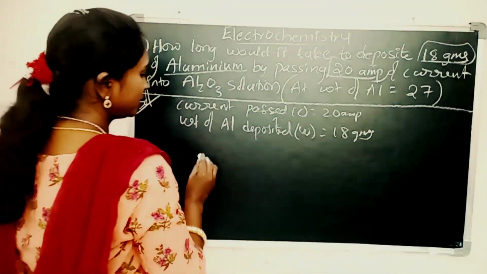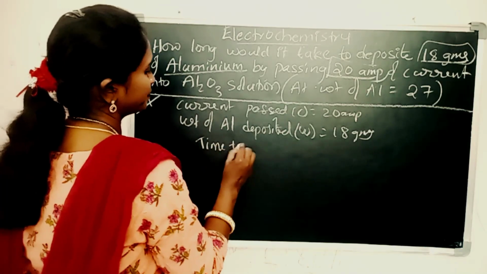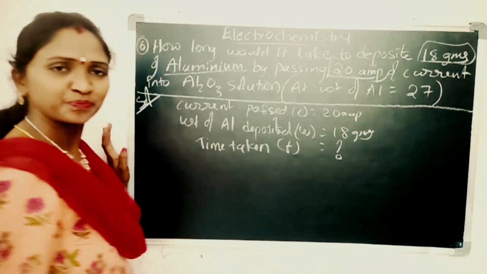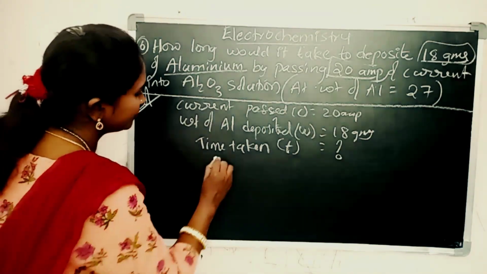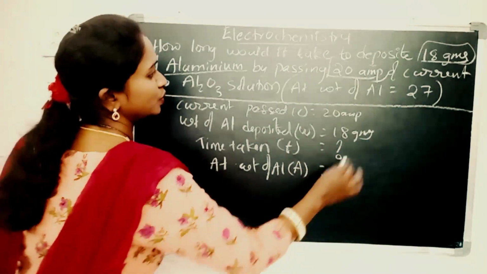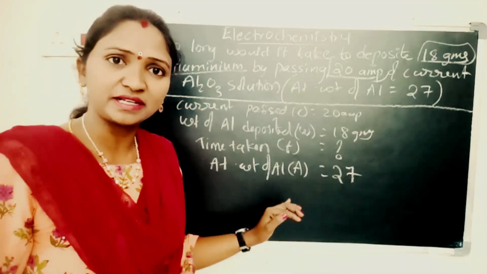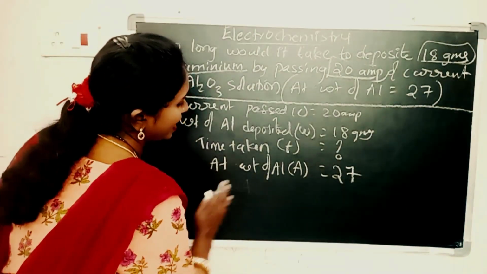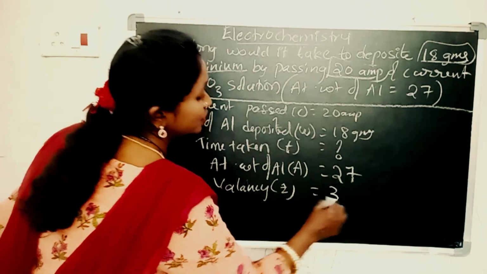Next, atomic weight, and before that, how long would it take, meaning the time taken. So time taken, T, we have to calculate here. The atomic weight of aluminum, A = 27. Then what is the valency? So valency = Z, and Z = 3 here.